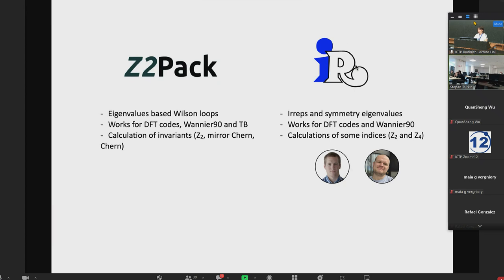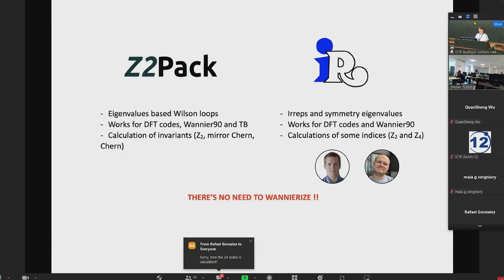And then we have this other code, which is very convenient to do a proper symmetry analysis of the crystal. It calculates the irreps and the symmetry eigenvalues for every high symmetry point, works for DFT and Wannier90, and it also calculates some indices like C2 and C4. And both of them have the great advantage that there is no need to Wannierize. It's just the input of the ab initio calculation, so you can avoid all the projections and things like that. Okay, so now I want to say a couple of things.